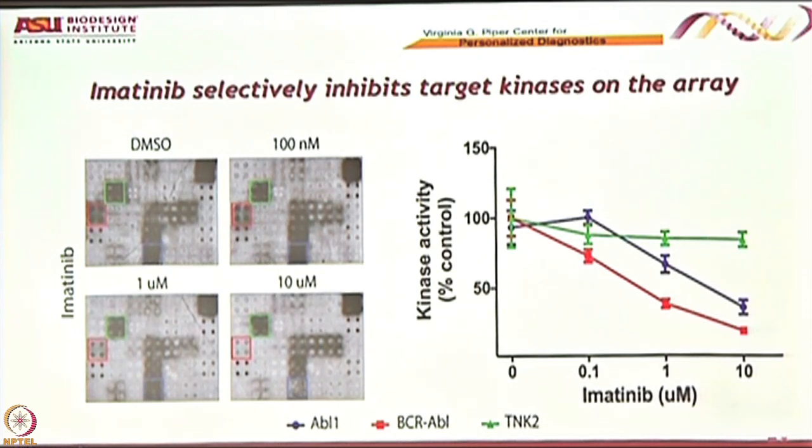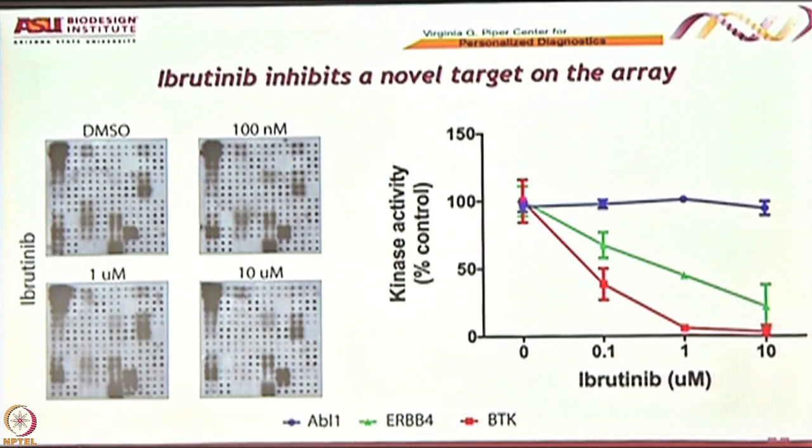So we did a number of studies like this to convince ourselves that the array platform was behaving as we expected, and then we decided, now can we discover something new with that? And so we started treating the array with other kinase inhibitors, and what we looked for in particular was, were these kinase inhibitors ever hitting a kinase that we didn't expect them to hit? And one of the first ones that Fernanda found was this one. So ibrutinib is a drug that's used to treat an enzyme called BTK, or Bruton's tyrosine kinase.